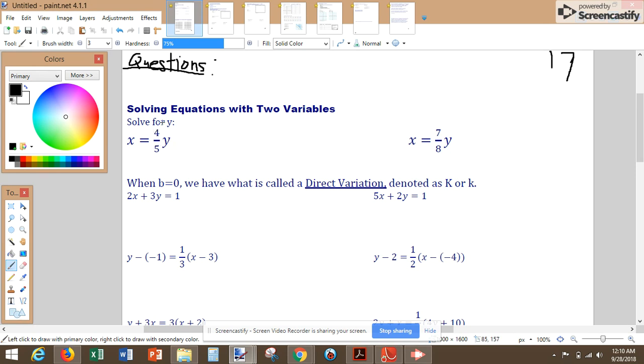So to get rid of the coefficient in front of y, we're going to flip the fraction and multiply both sides of the equal sign by that number, 5 over 4. Five divided by 5 is 1. 4 divided by 4 is 1. So you're left with 5 over 4x equals y.